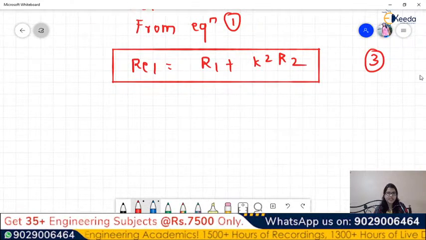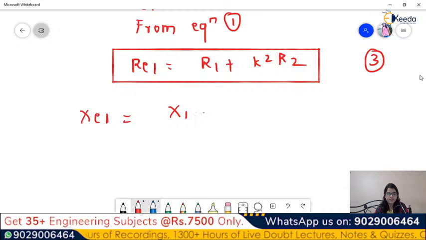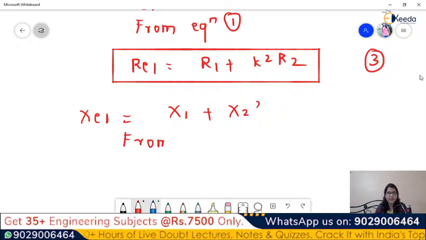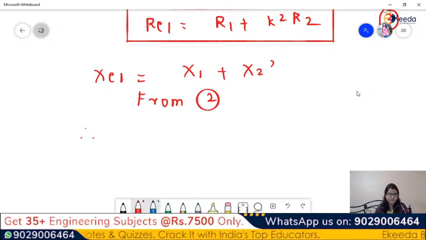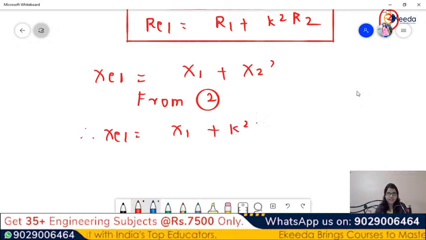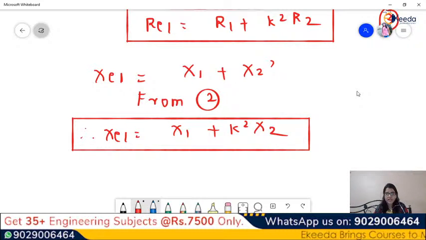Now this was about resistance. Similarly, we can calculate effective reactance. What will be your effective reactance? Xe1 will be equal to X1 plus X2 dash. Again, we have calculated the formula for X2 dash from equation number 2. So when we substitute in this equation, what will we get? Therefore, Xe1 is equal to X1 plus K square into X2. So this is the formula for my equivalent reactance of the whole transformer referred to primary side.